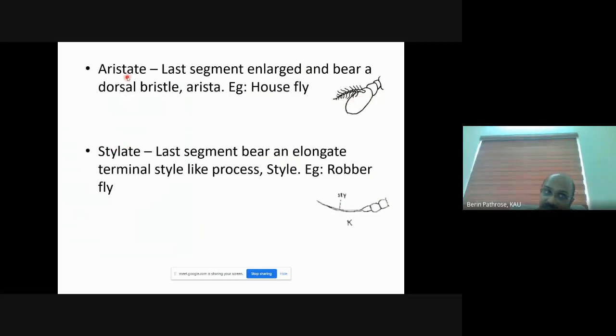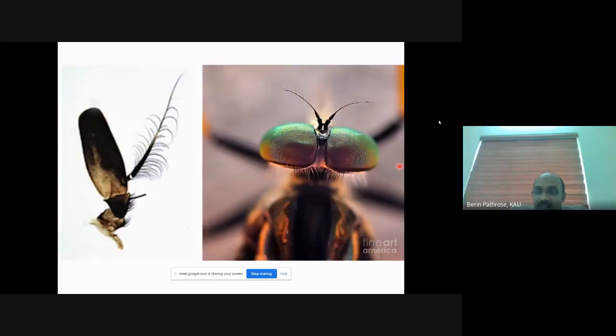Stylate antenna. This is aristate antenna. In aristate antenna, the last segment is enlarged and bears a dorsal bristle called arista. This is the arista. In stylate antenna, the last segment bears an elongate style-like process, and it is seen in robber flies. So this picture is extremely clear. The last segment bears an elongate style-like process, that is stylate antenna. So these are the modifications of insect antenna.